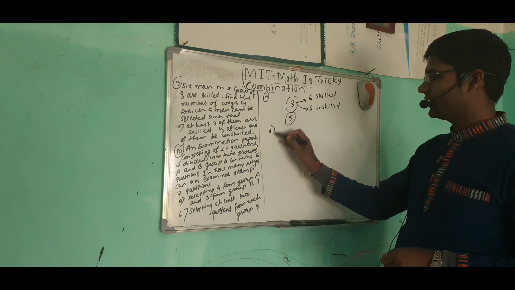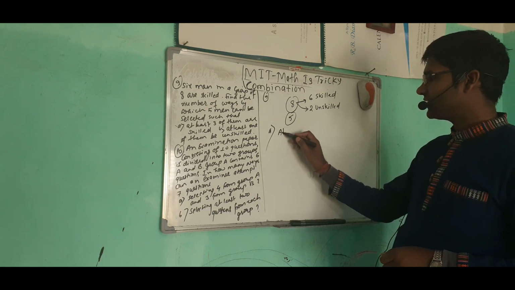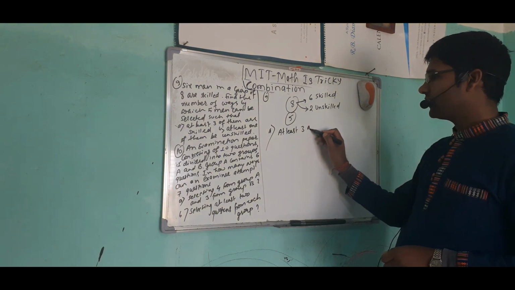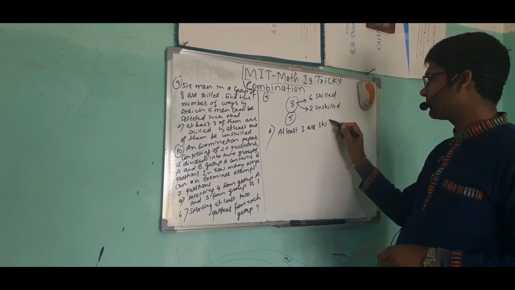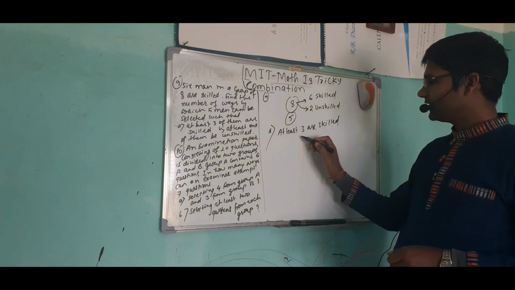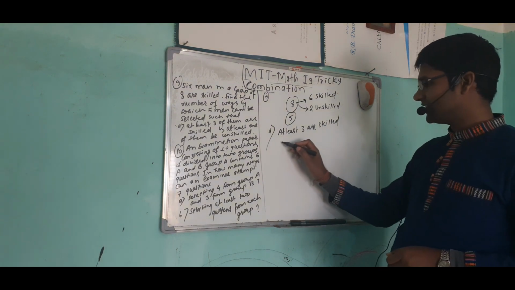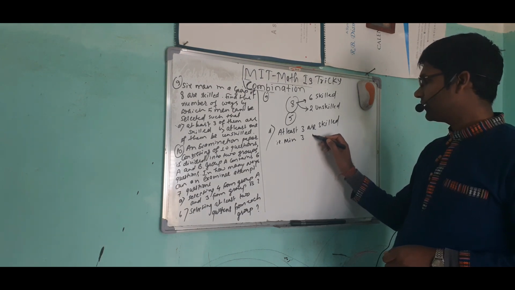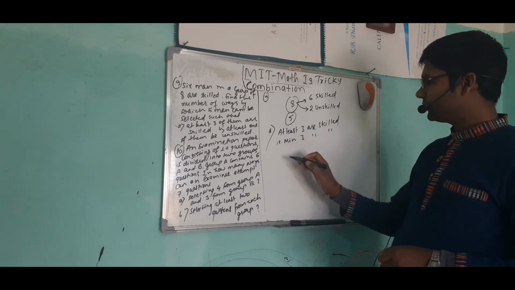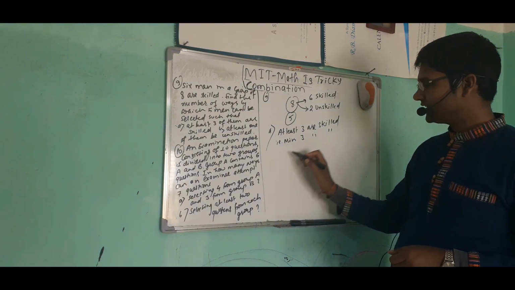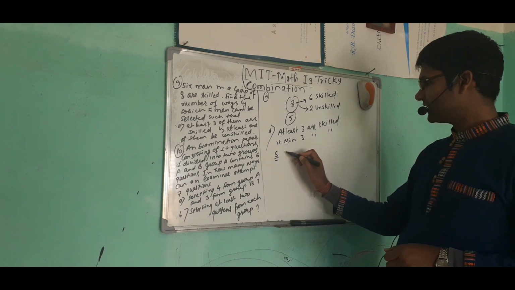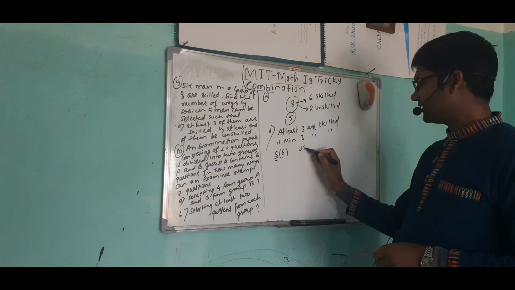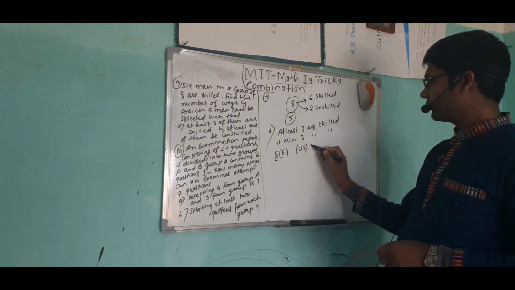First one, question A. At least 3 are skilled. It means what? Minimum 3 will be skilled. That is, the meaning is minimum 3 are skilled. So in what way we can do? Minimum 3 means, let's write here, skilled means 6. Unskilled, let's write here as 2.